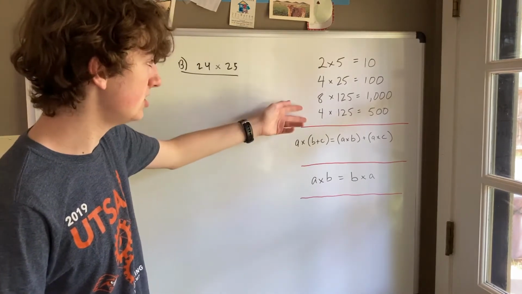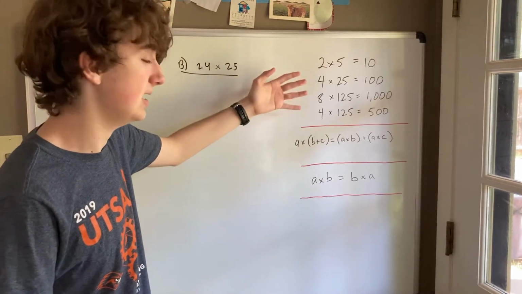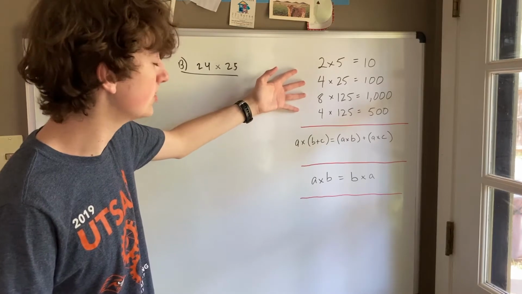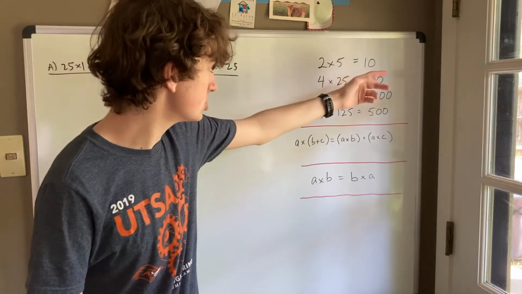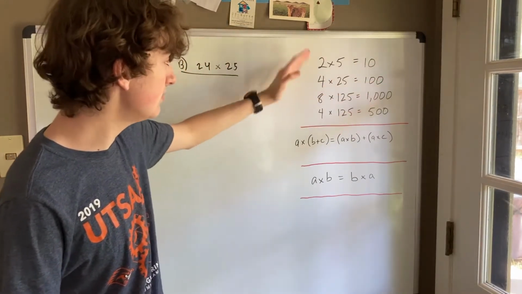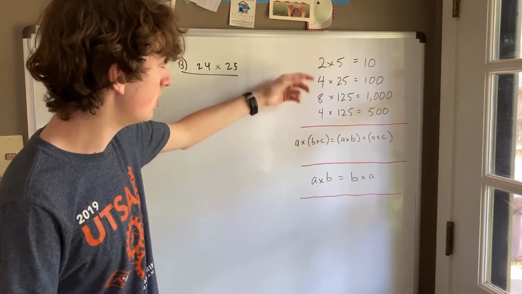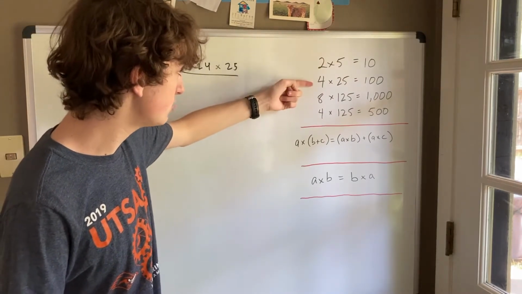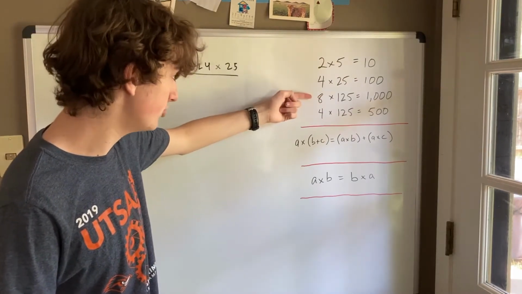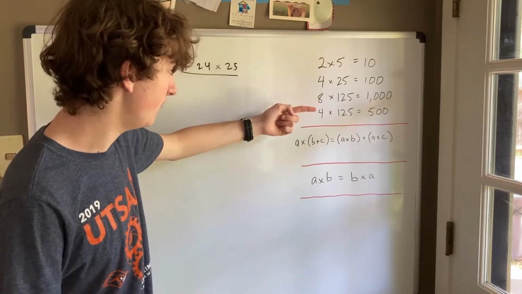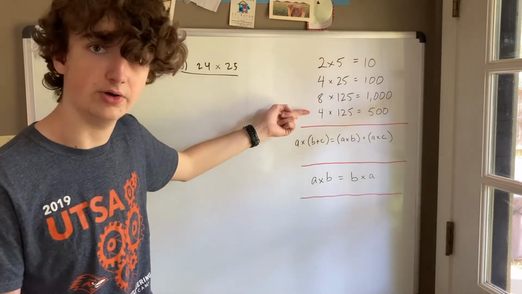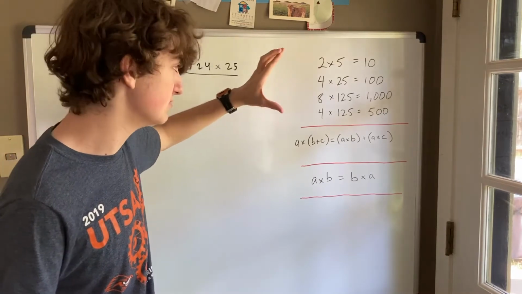These 4 equations right here are really common, and whenever you see them in a problem, you can substitute them for just the product of them if you memorize them. And the 4 that you need to know are 2 times 5 equals 10, 4 times 25 equals 100, 8 times 125 equals 1000, and then 4 times 125 equals 500. Know these and your life becomes much easier.